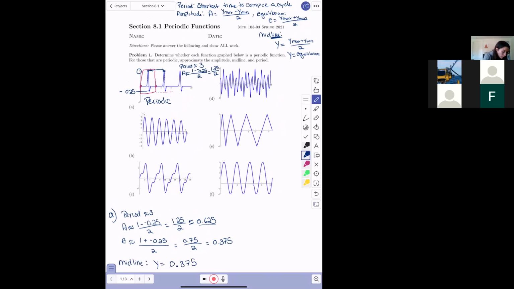Okay, so at 0.375, essentially what's happening here, I guess we'll say this is about 0.375 here. Y equals 0.375. This is your midline. Okay, so the amplitude is this distance. That's your amplitude. And then the period, as mentioned before, is the distance to complete a whole cycle. Okay, any questions there?